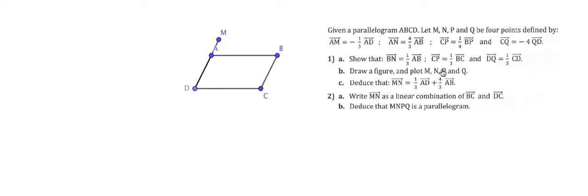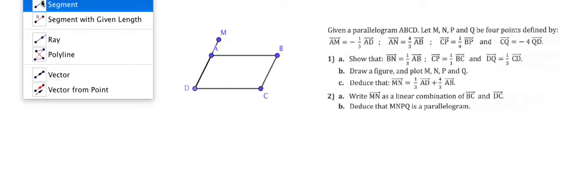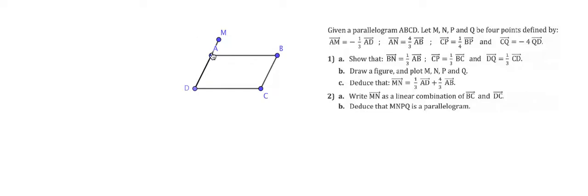Next, I have to plot point N. Vector AN equal 4 over 3 vector AB. So AN and AB have same direction, same sense, and the magnitude of AN is 4 over 3 multiplied by the magnitude of AB. So AB, I measure it, multiply its length by 4 over 3, and I get point N. Same direction, same sense.